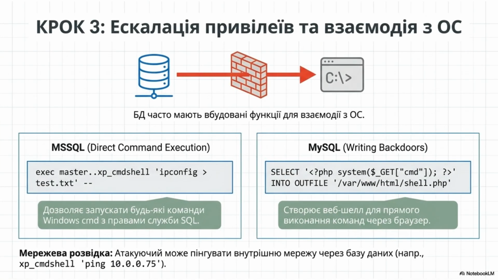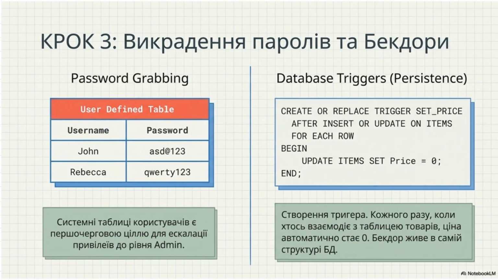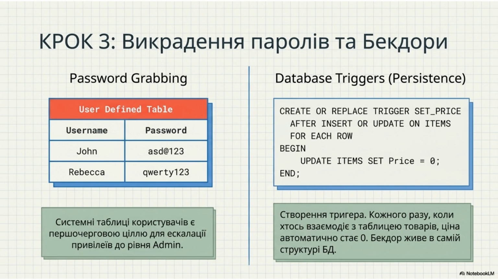The third step involves privilege escalation and interaction with the operating system. Databases may have built-in functions, like MS-SQL's XP_CMD shell, that allow direct command execution or the creation of web shells to gain persistent access. Attackers may also target system tables to grab passwords or create database triggers.